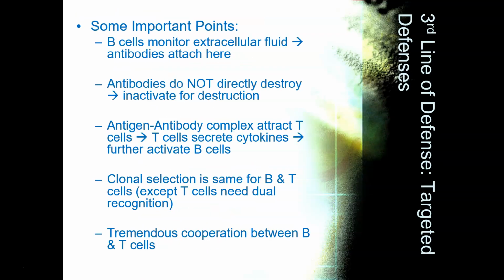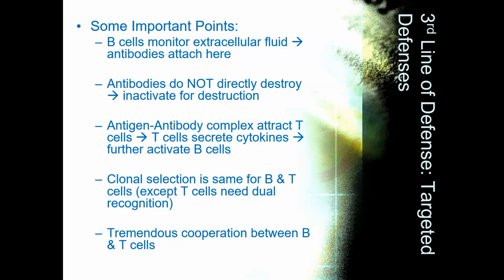A couple of things to keep in mind while we're talking here about these targeted defenses. B cells are monitoring your extracellular fluid. All right, these are the ones where those antibodies are getting created, and it is in that extracellular fluid, whether it's your blood, your lymph tissue, your tissue fluids, where those antibodies will ultimately attach. Again, remember that those antibodies that those B cells, those plasma cells, are producing aren't going to actually directly destroy the pathogen or the infected cell.